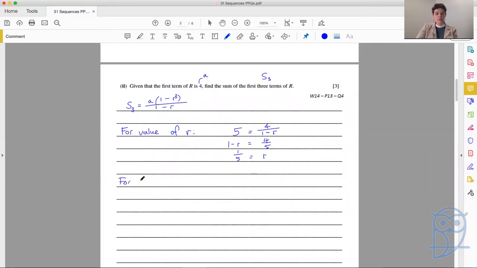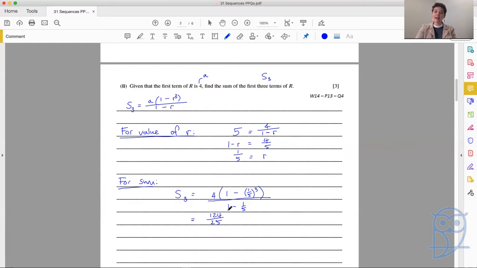So, for the sum, S3 equals, a is 4, 1 minus, we're using the fraction, then we put it in the brackets, cubed, over 1 minus 1/5. So this gives us 124 over 25.